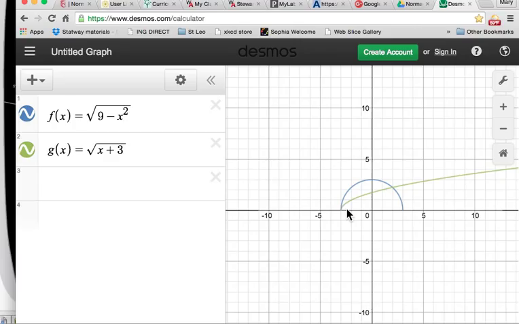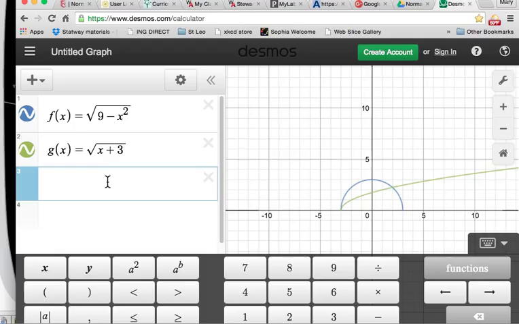So what's the intersection of those two? The intersection is just the set of numbers from negative 3 to positive 3. And so that would be the domain of the function that is the product of those two.